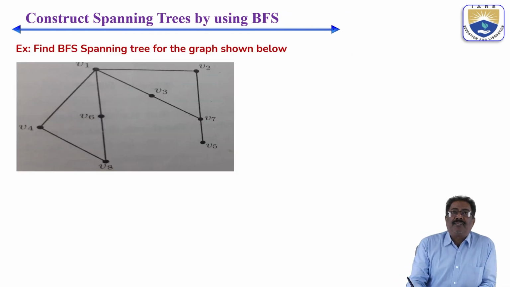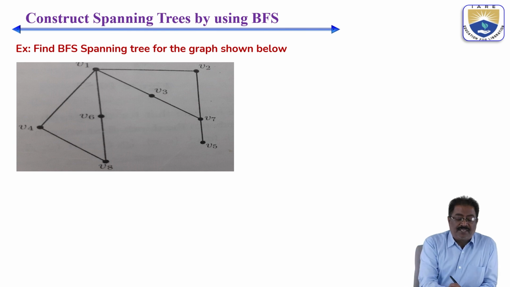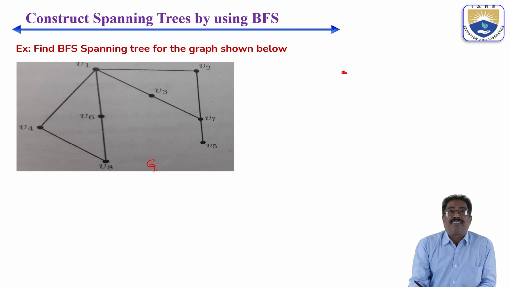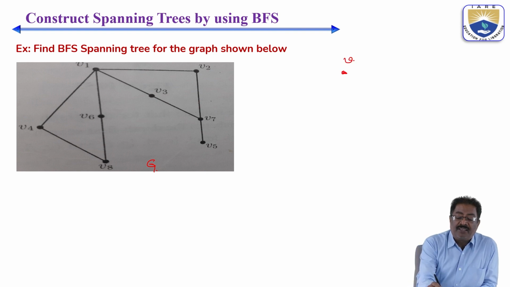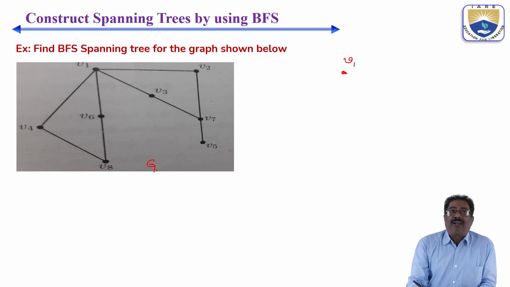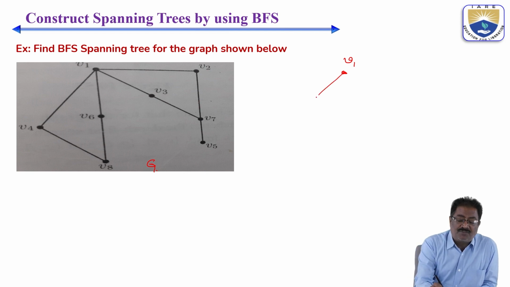Now let us go for BFS. For this graph, we are going to find a spanning tree. So first of all, V1 is the vertex which is not visited. So make that a visited vertex, and we have to consider what the adjacent vertices are. We put all the adjacent vertices into the queue. What are the adjacent vertices? Let us say this is having V2, this is having V3, and this is having V4.